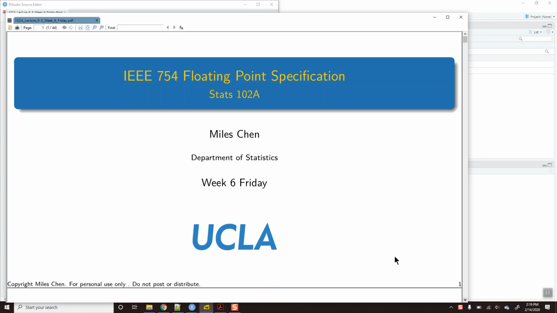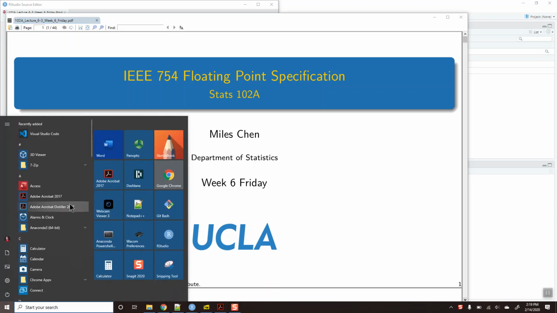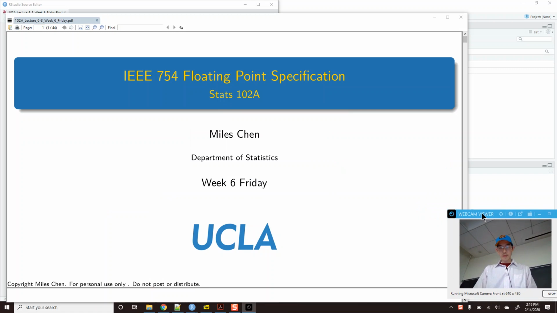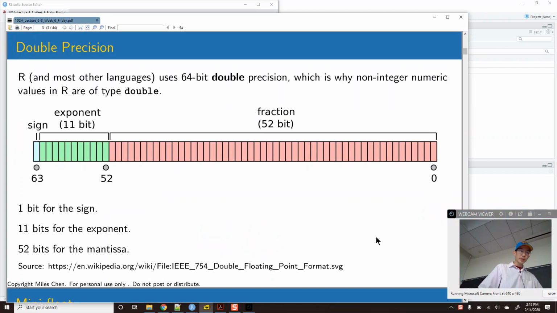All right, so we're going to continue talking about the IEEE 754 floating point specification here. We talked about this on Monday, and we said in R we've got double precision floating point, which uses 1 bit for the sign, 11 bits for the exponent, and 52 bits for the mantissa, okay?